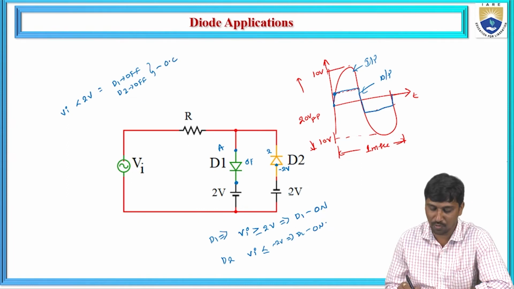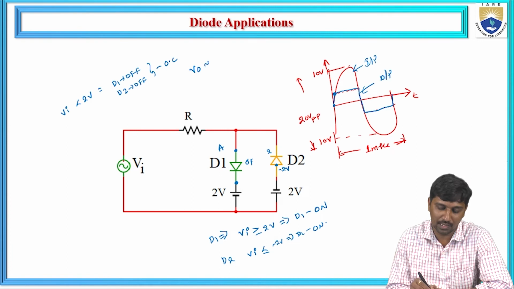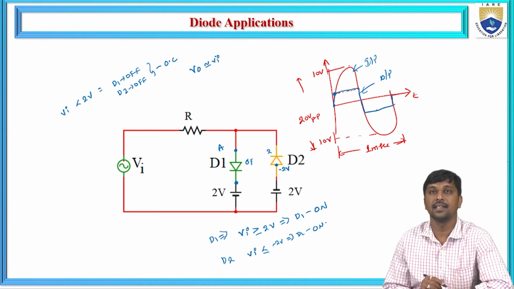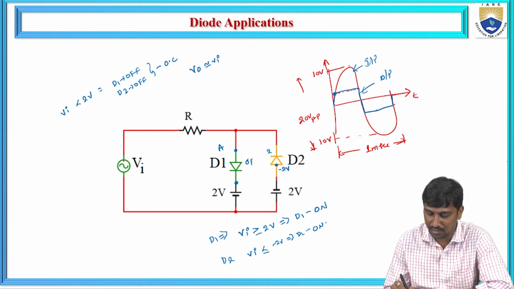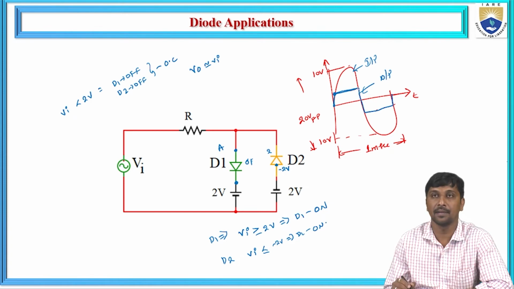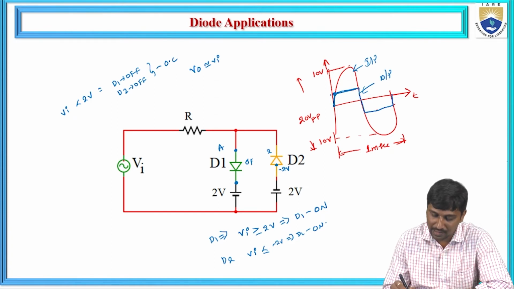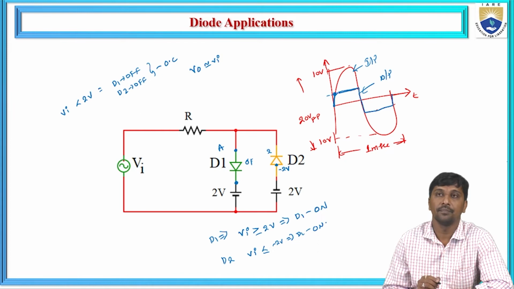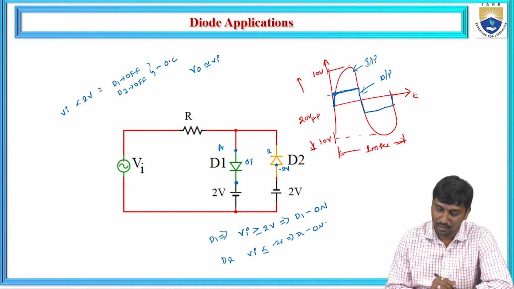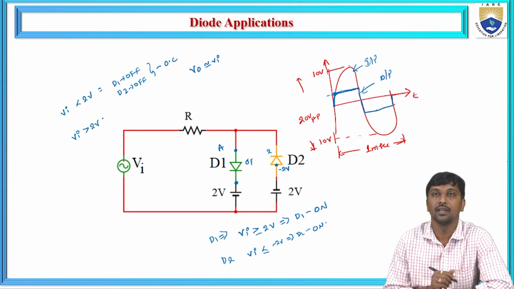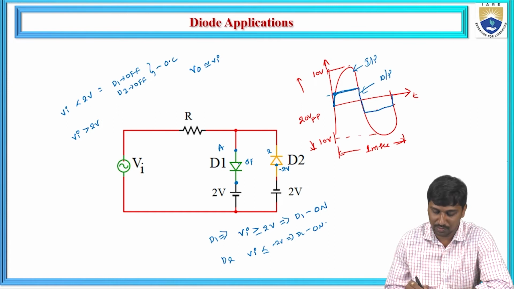If the two diodes are open circuit, thus V0 is proportional to the Vi signal. So this V0 is proportional to Vi, which means it changes linearly up to this point. Then, if Vi is greater than 2 volts, what happens?